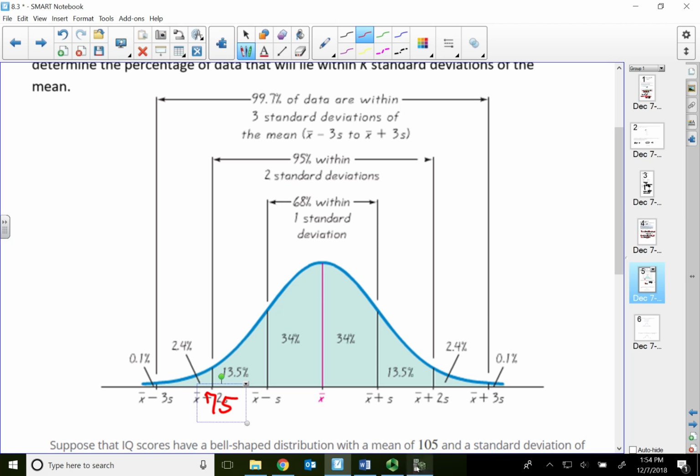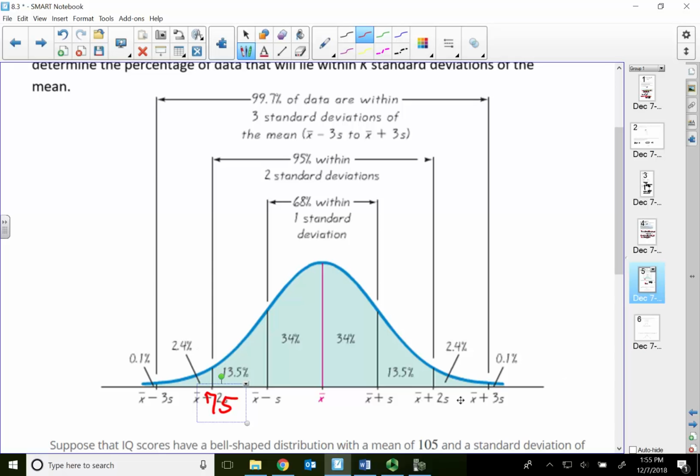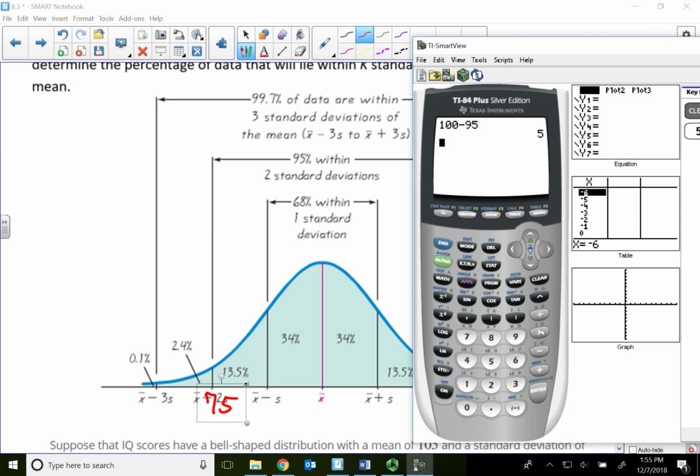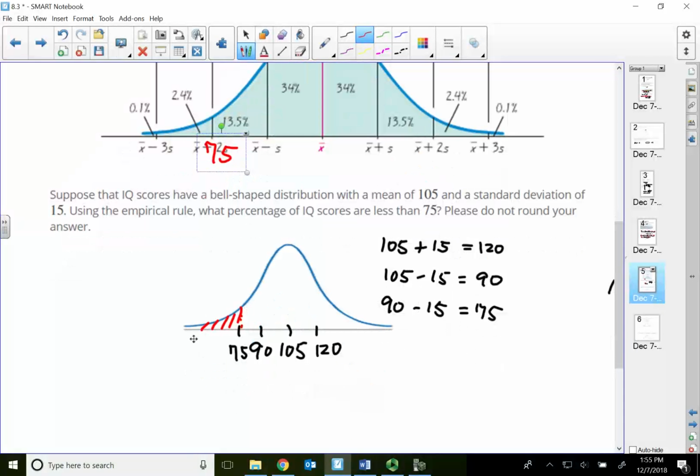Well, the whole thing should be 100%. So if I take 100% minus the 95%, taking away the whole middle part, that should leave me with the two outsides, 5% total. But I'm only interested in knowing less than 75, which is only one-sided. So if I divide it by 2, that will give me 2.5%. So only 2.5% to the left side of my IQ score of 75.